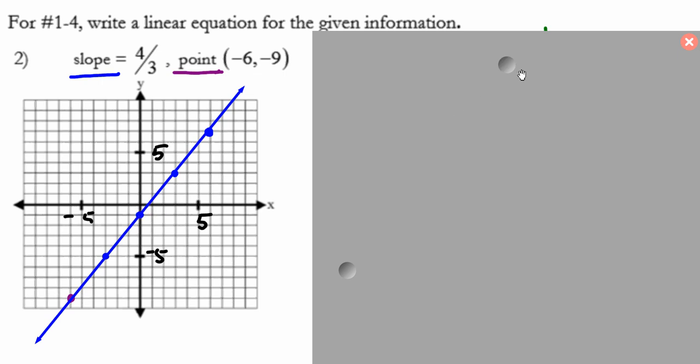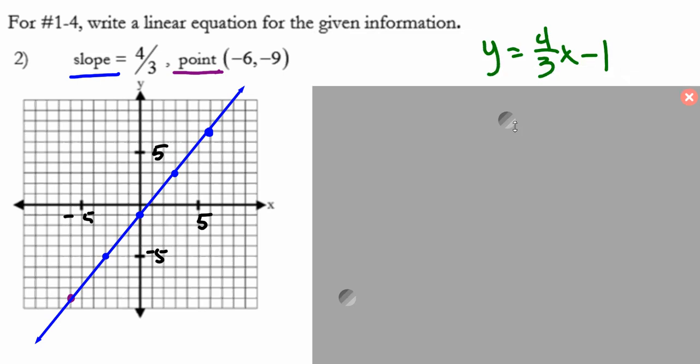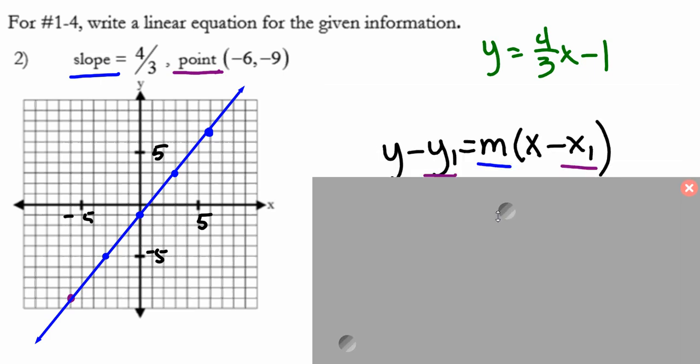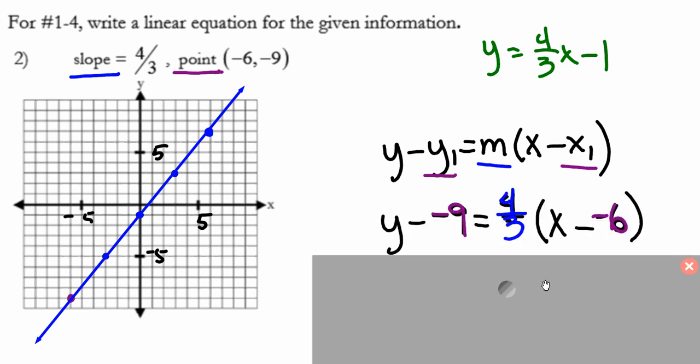So I could write the equation in slope-intercept form, and I would write it as y equals 4/3 x minus 1. If you didn't want to make that visual to find the y-intercept, this would be perfect for point-slope format, right? y minus y1 equals your slope times x minus x1. And so I could just substitute in what I want. So with this point here, -6, -9, I would put -6 here for my x, and I would put -9 here for my y, and simplify to get my equation.